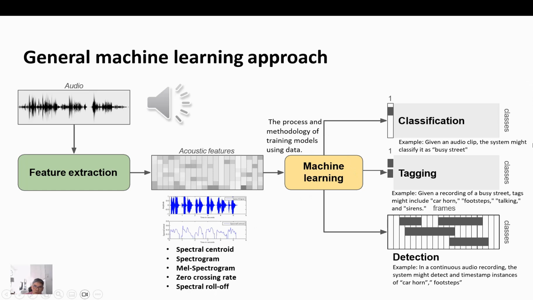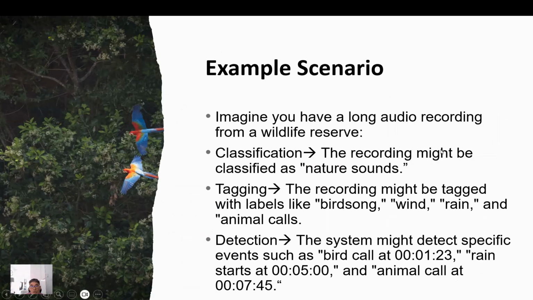And the three tasks that we can get from here are, first, classification. We can classify this as a busy street, for example, and we can even do the tagging. Meaning that given this busy street, I know that there is a car horn, footstep, talking, sirens, right? And not only that, we can even tell you that the car horn starts at what time and ends at what time, so start and end, and footstep start and end time. So we can see that we go from very general into more specific. Okay, so this is just an example scenario.